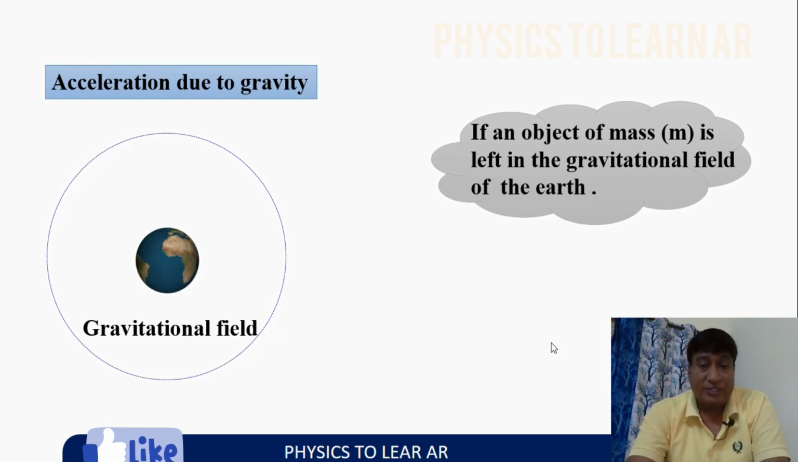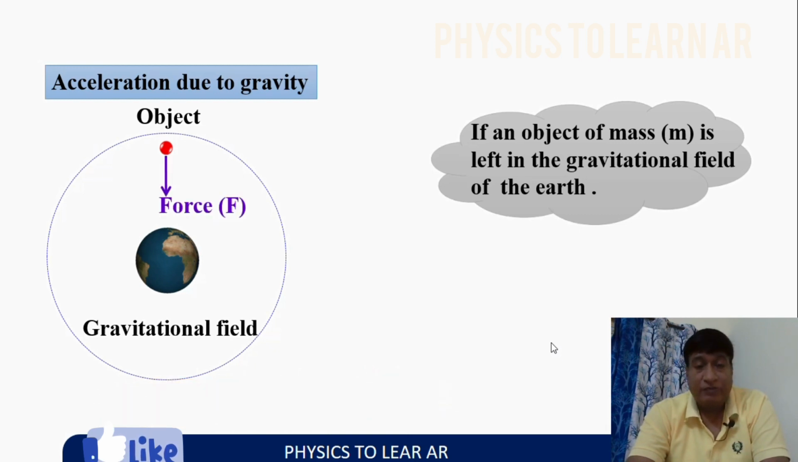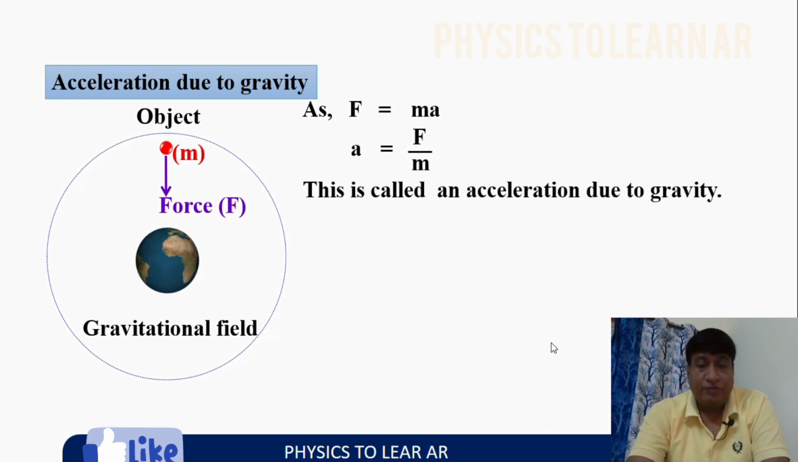If an object of mass m is left in the gravitational field of the earth, there will be a force of attraction, which we know is F. From Newton's second law, you have studied that F is equal to ma, so a is equal to F by m. This is called acceleration due to gravity, which for our purpose is represented by small g.